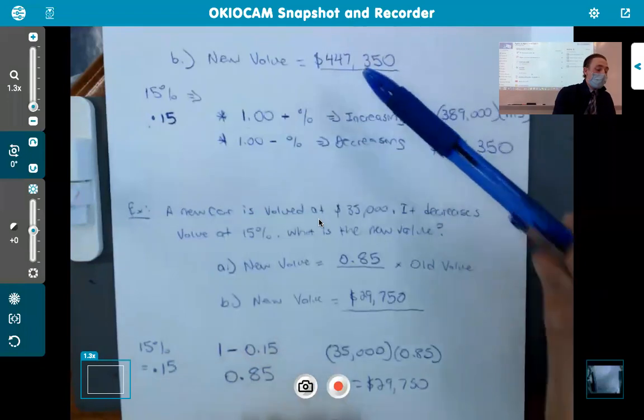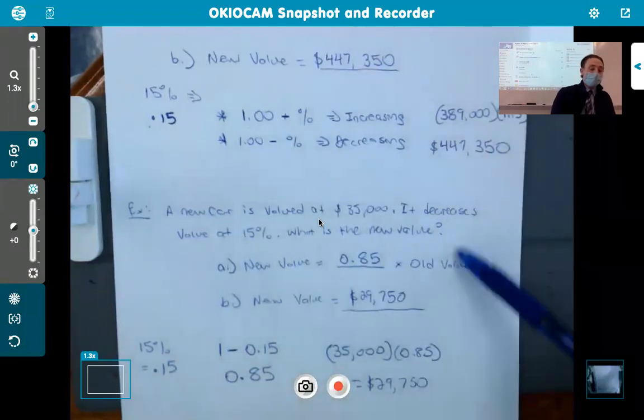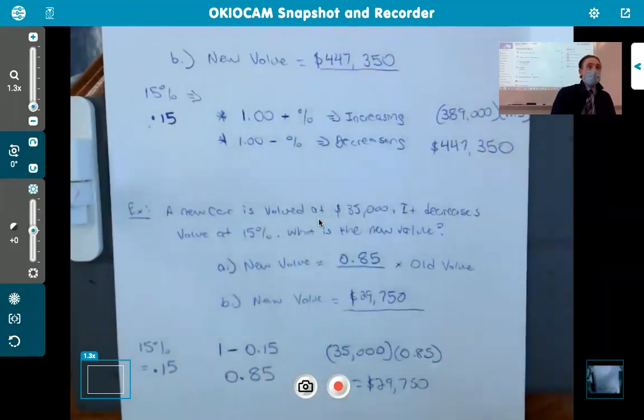For part B, your new value then is to take that decimal and multiply it by the old value. That will give you either your increased or your decreased value of the situation that presents itself, whether it's a car, whether it's a house, whatever you're discussing. Okay? Are there any questions about either of those examples or anything that we covered today? Everybody good? Okay.